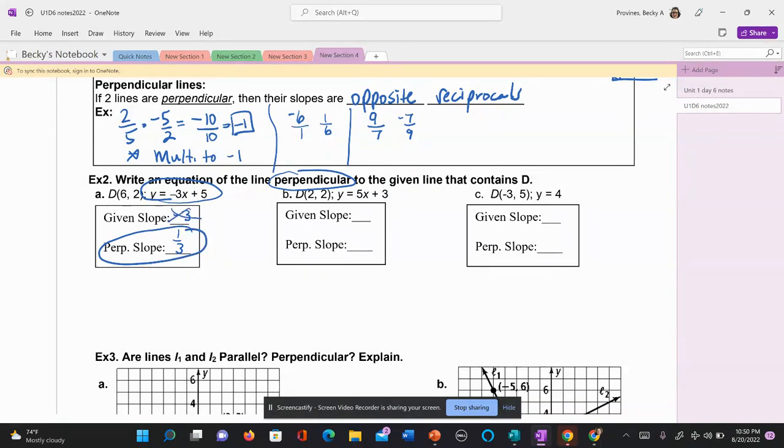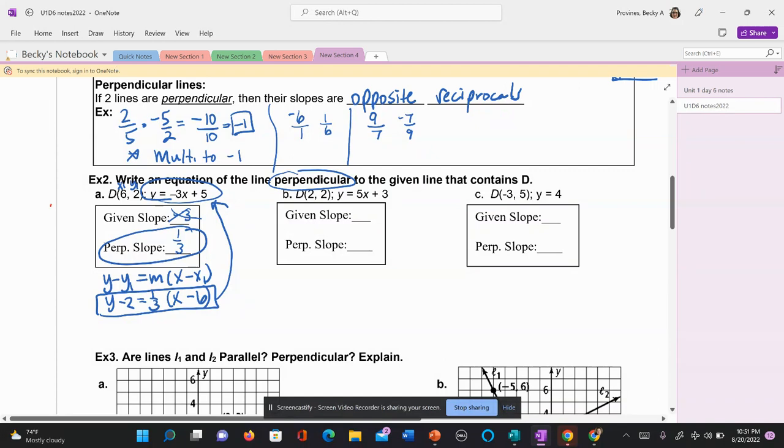Okay, and so now what you're going to do is use this new slope, not this one, and your point to write an equation. So this is x1, y1. So let's write the equation that we need. And so this is y minus 2 equals 1/3 x minus 6. So this is point slope form. Now if you look, this form does not look like this form because one is point slope, one slope intercept. So let's convert it to the other form.